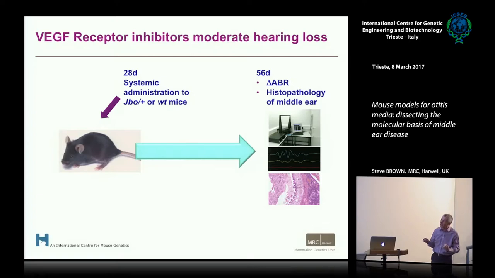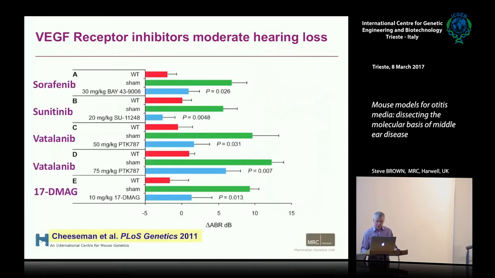Obviously, by the time the mice have got to 28 days, they've already developed some chronic otitis media, so there is going to be some hearing loss. We wanted to see, could we prevent any further hearing loss, and could we ameliorate the histopathological changes that we see in the middle ear as the chronic otitis media develops? So this slide shows you the nub of the data. I'll just walk you through it. So VEGF receptor inhibitors indeed moderate hearing loss.